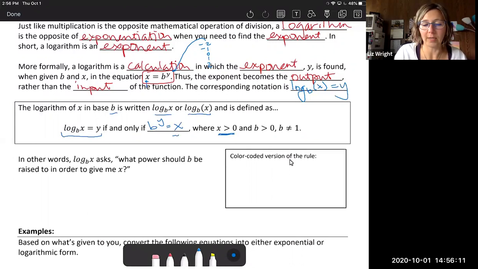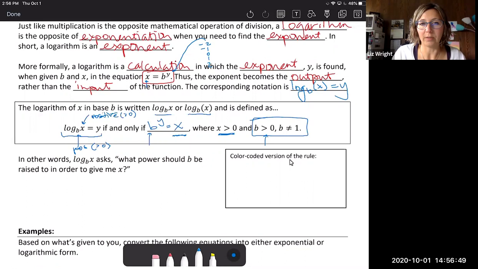So look at where x is located. X has got to be greater than 0. So right here, that piece called our argument, has got to be positive, or greater than 0. And b, guess what? Also has to be greater than 0. This also has to be positive. And b cannot equal 1. That's going back to what we were doing in our exponential notation when we were looking at our exponential functions. Remember how we talked about how the base has to be greater than 0 and it can't equal 1. So that's still going to be true for logs.